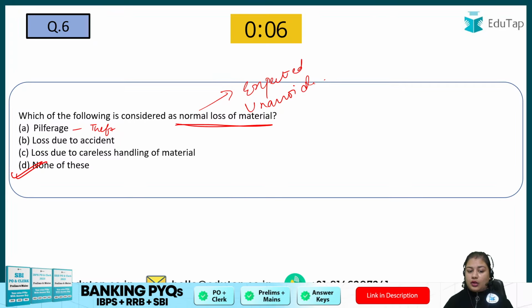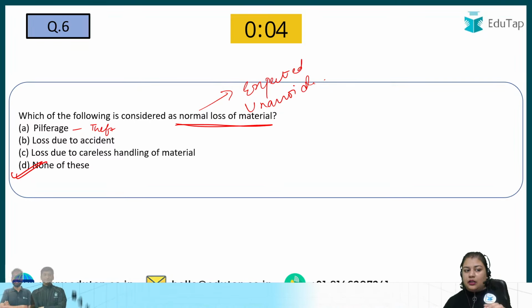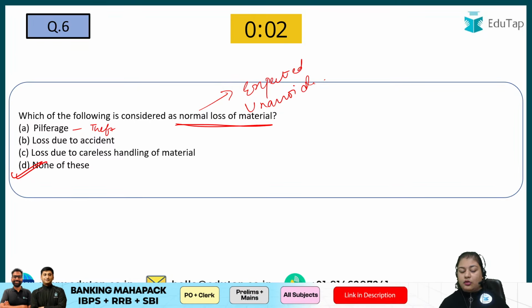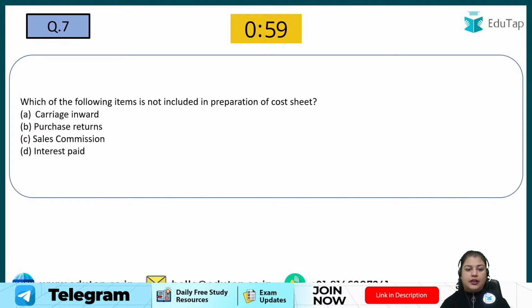Again, wherever you go wrong, I have included a few moderate to difficult level questions also. So basically, wherever you go wrong, please write it down somewhere. It will be very helpful for you. So option D is the correct answer here.